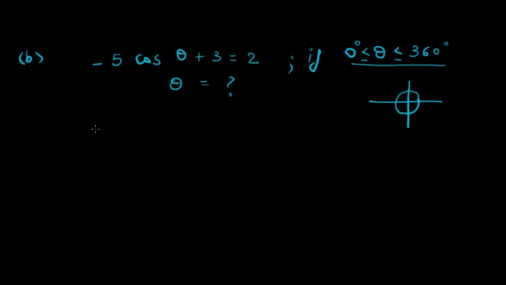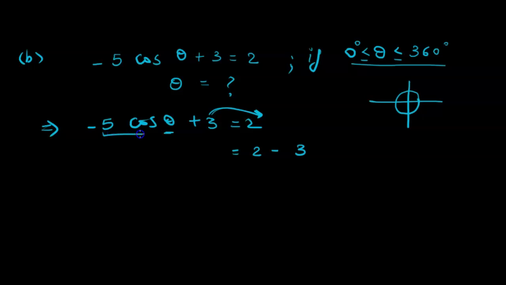Now, how to solve this equation? We're going to rewrite the equation. -5 cos theta plus 3 equal to 2. This is the question. Now, we will be isolating theta. We are using simple algebra to isolate theta. We would be moving 3 on the other side. And this gives us 2 minus 3. On this side, we are left with -5 cos theta. 2 minus 3 is -1, so we have -5 cos theta.